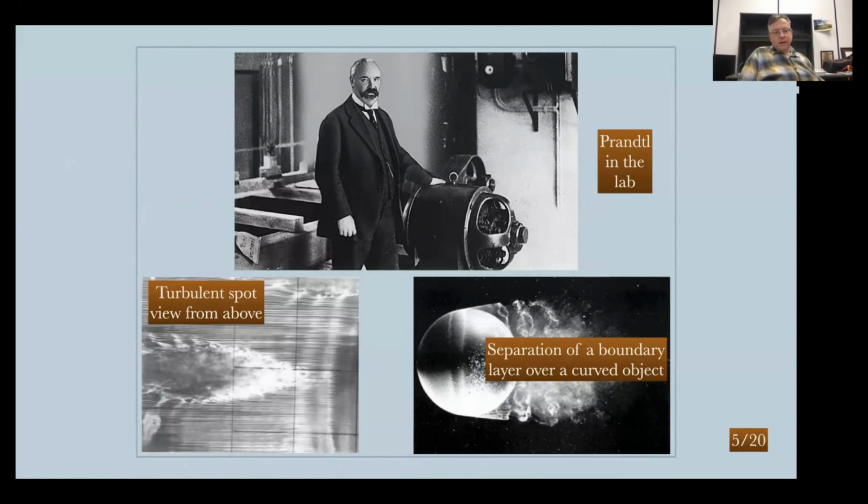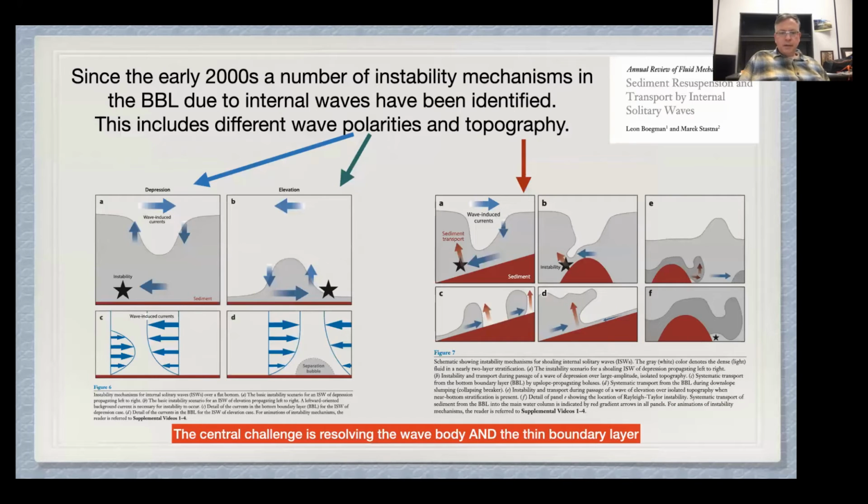But then as you get into the more physics or math realm, I've been fascinated with turbulent spots because they're in some sense an analogy of what we see in the ocean. They're a bit of disorder in a sea of order, whereas these internal waves are a bit of order in a sea of disorder. Okay, so here's this one again.